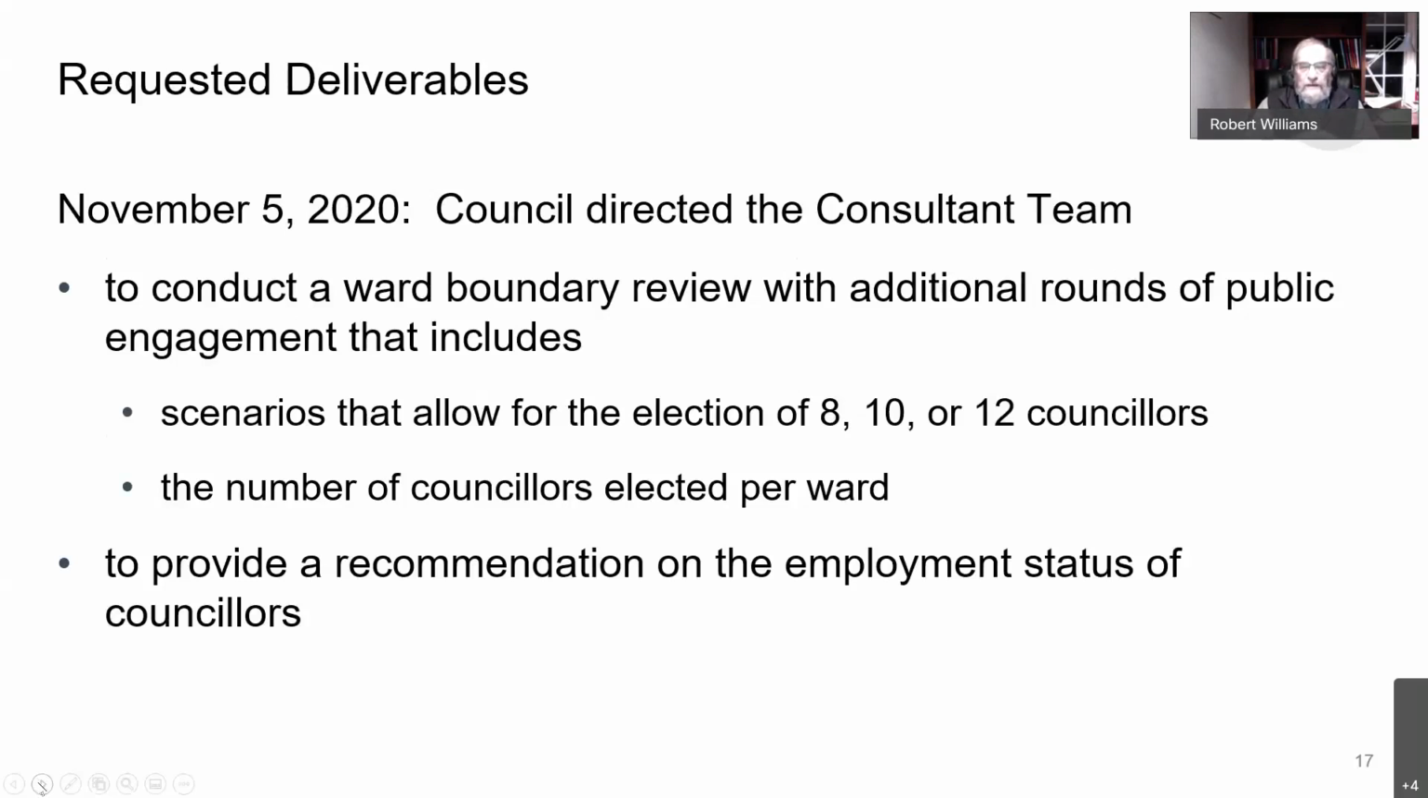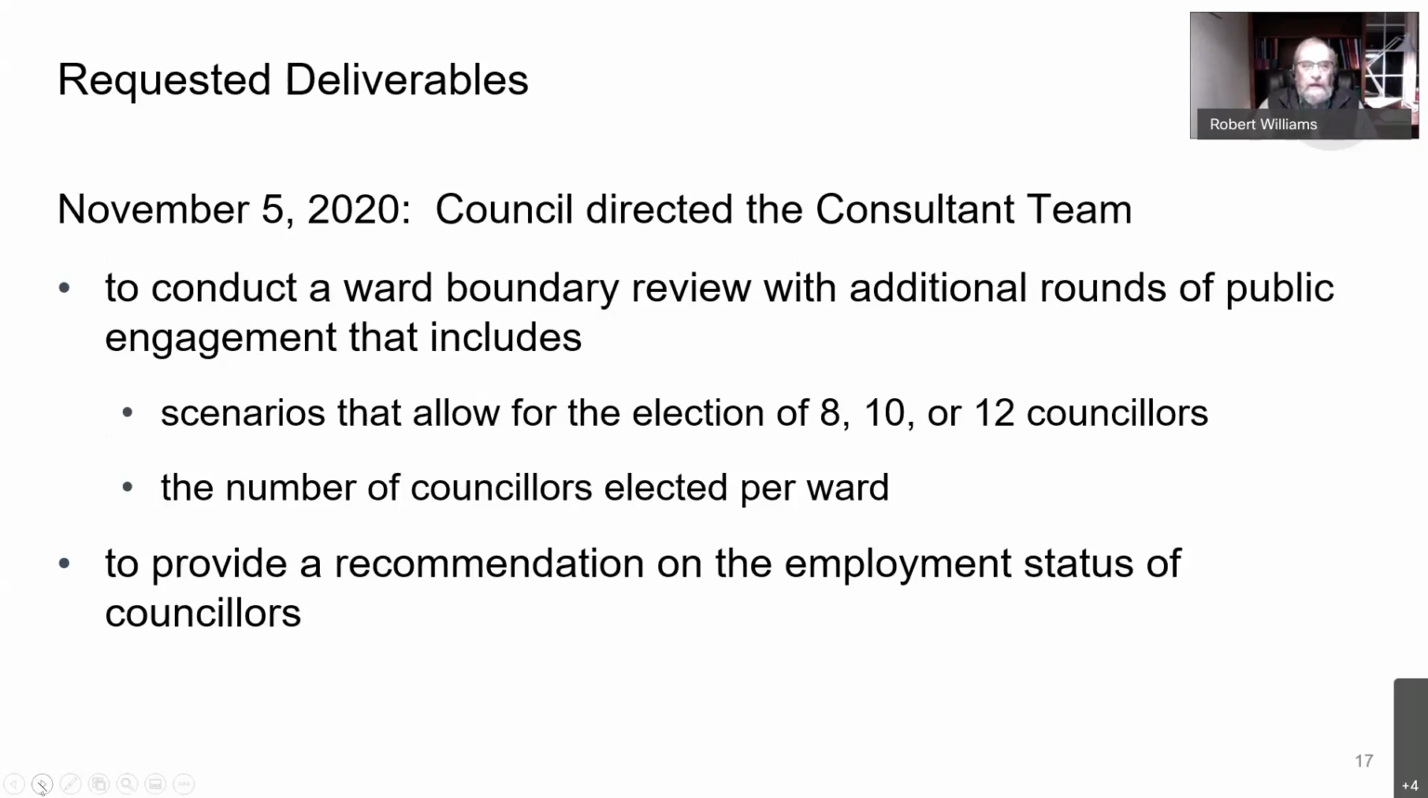We were also asked to consider scenarios that allow for the election of 8, 10, or 12 councillors. It's a fairly big challenge, but the goal here is to keep open the question of the size of council and to see it through the lens of various ward configurations. And the following bullet that we are asked to consider, the number of councillors elected per ward, also interacts with that. Are we electing 2 members per ward, 1 member, or perhaps some other number? So that also is part of what we're going to be considering here.